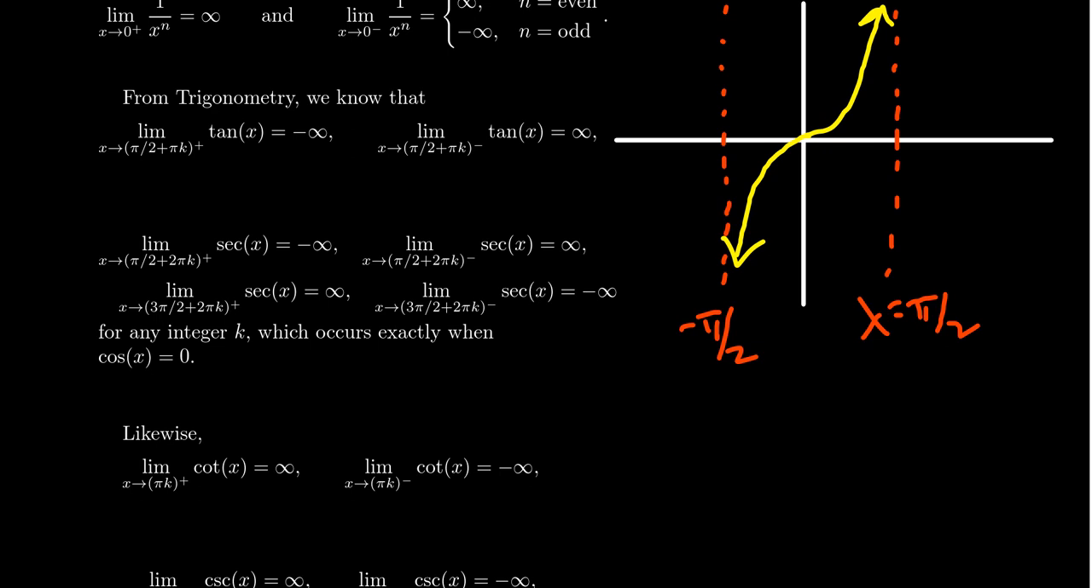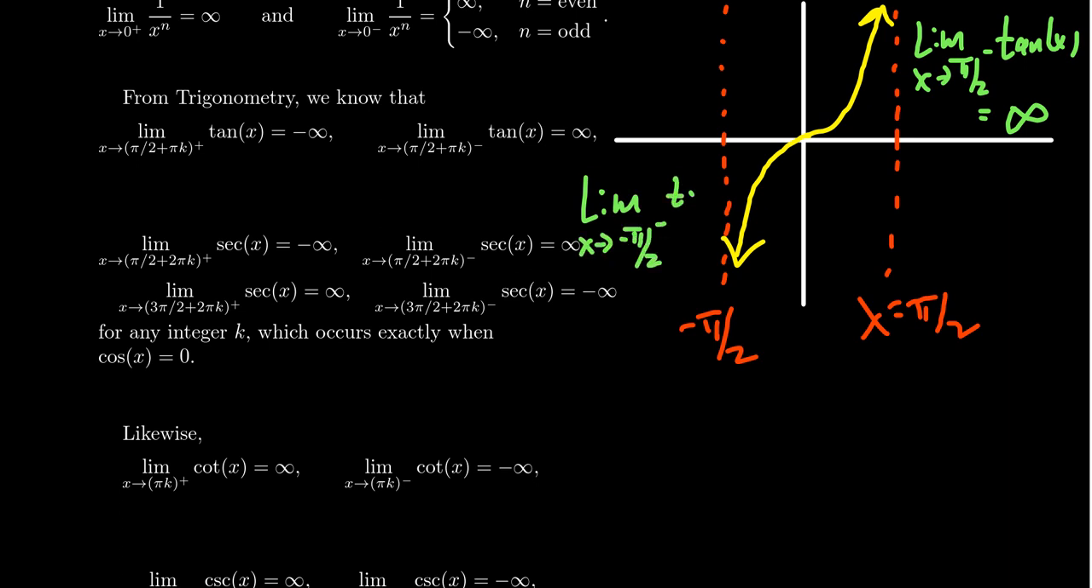So what I would like you to think of is the following. If you're taking the limit as x approaches pi halves from the left of tangent here, you can see that we're going to be approaching positive infinity. As tangent approaches a vertical asymptote from the left, it'll go off towards positive infinity. But as we approach it from the right, we see that the limit as x approaches negative pi halves from the right of tangent of x, we're going to end up with negative infinity because of this picture right here.